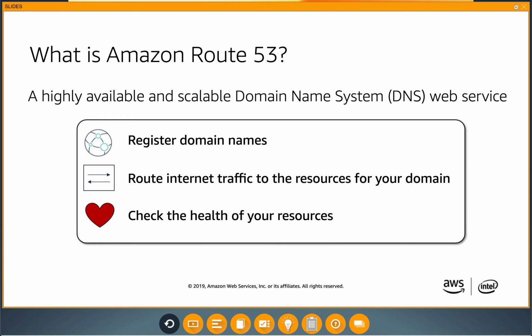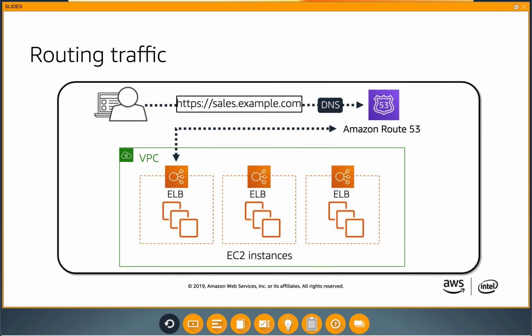What is Amazon Route 53? Amazon Route 53 is a highly available and scalable domain name service, or DNS web service. You can use it today to register domains, route internet traffic to resources based on geolocation, weight, and health checks. Here is an example of how we can use Amazon Route 53 to host our domain, sales.example.com, and route it to our application hosted on EC2 instances behind an ELB.